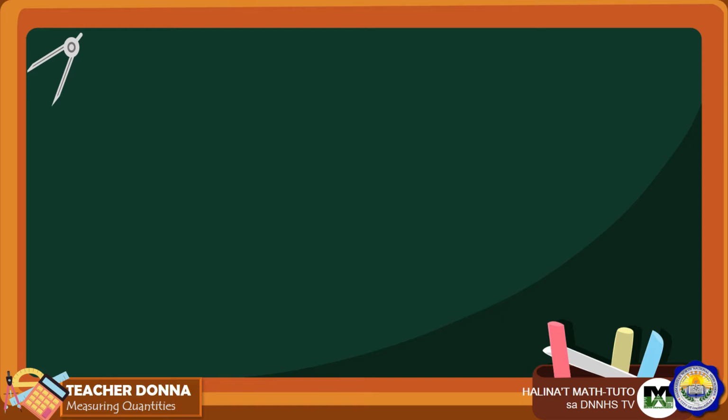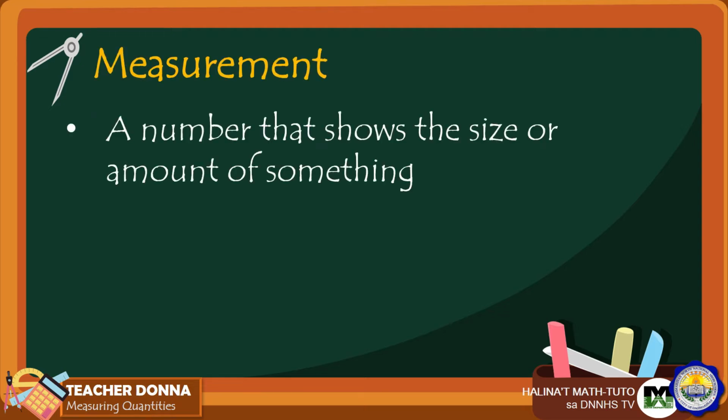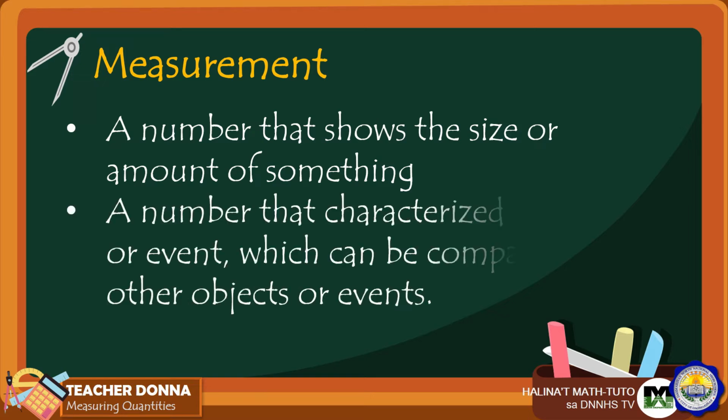Our previous examples gave us a short background about what measurement is. So how can we describe measurement? Measurement is a number that shows the size or amount of something, a number that characterizes an object or event which can be compared with other objects or events. So when we measure, we compare a unit of measure to the thing being measured.